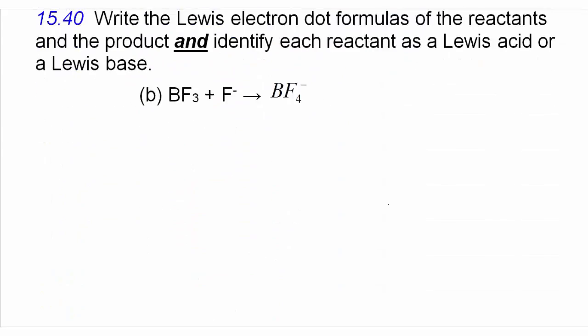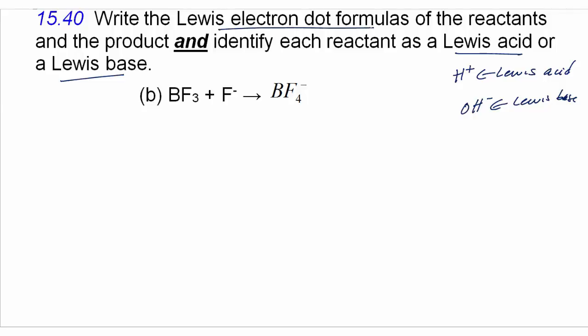Write the Lewis electron dot formulas of the reactants and the product and identify each reactant as a Lewis acid or a Lewis base. So this idea of, remember, Lewis acids and Lewis bases? That was a Lewis acid because it can accept electrons. Lewis base because it can donate electrons. Okay, and making these bonds. So it's a lot easier to see this transfer of electrons if you draw the Lewis electron dot formulas.